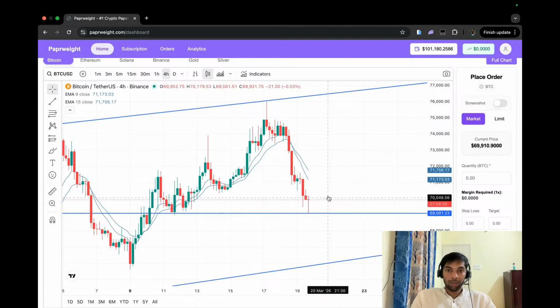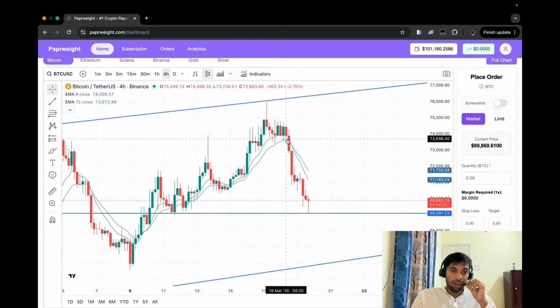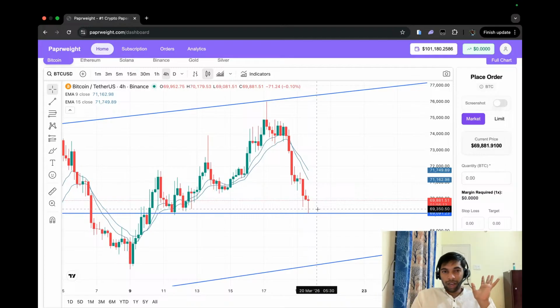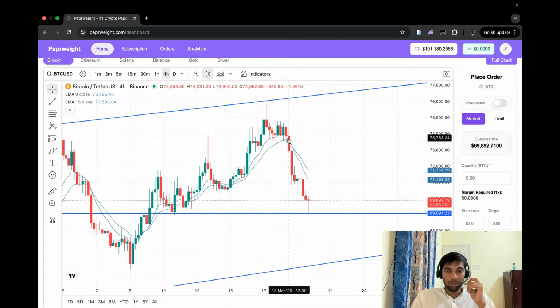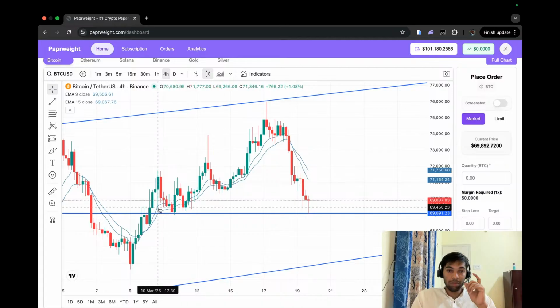70,000 is a psychological number. So the market can try to invite buyers and then make a move in the downward direction. Anything can happen. So we are also confused actually, like where to move. But our little bit of bias is on the selling side, just because of this momentum, the market might make another move in the downward direction. But at the same time, we have to consider this as the buying zone.